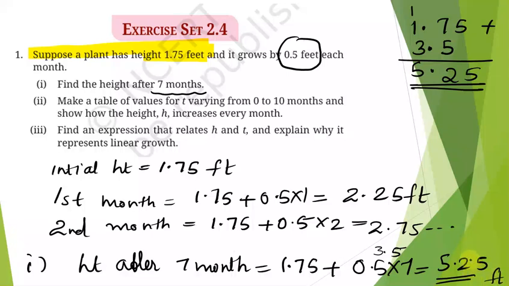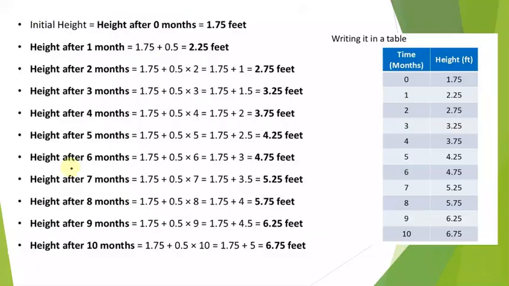Got the idea? Now we will move to the second part of the question. The second part says that you have to make a table of values for t varying from 0 to 10 months and show how the height h increases every month. We have done the first month, second month, like that you have to do up to 10 months, and after that make it in a table. This is actually a very simple exercise. I have already done this.